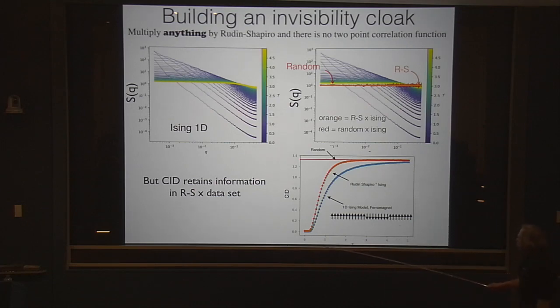Looks like that. And you multiply by Rudin-Shapiro, and you see the information is still there. It's changed, but it's still there. You can cloak with this. You multiply by Rudin-Shapiro, and for two-point correlations, there's nothing there. If you want to get your information back, okay, you multiply by Rudin-Shapiro again, and it's gone, right? Okay? And there are lots of different forms of Rudin-Shapiro, I should say.